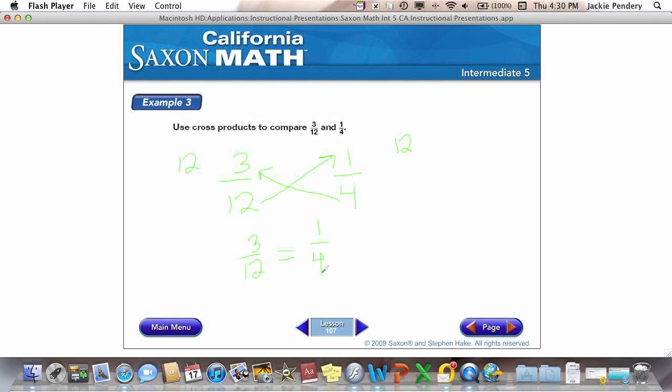So I didn't have to do any big fancy multiplication. I do two simple multiplication problems and I compare the answers, or the products, of the cross multiplication as the numerator to determine whether my problem is less than, greater than, or equal to. All right, so that's cross product multiplication. Let's go on to example 4.